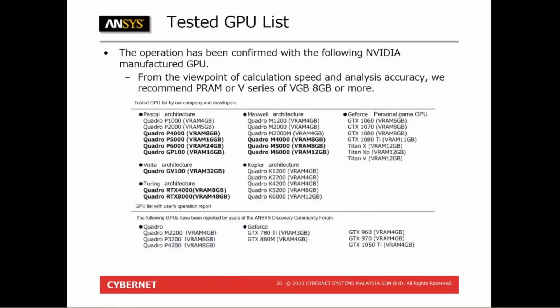Here we have a list of tested GPUs. Basically all of the GPUs that you see here can be used to run Discovery Live. We have the Pascal architecture, Quadro P1000 up to GP100, the Maxwell architecture, Kepler architecture, and so on and so forth.